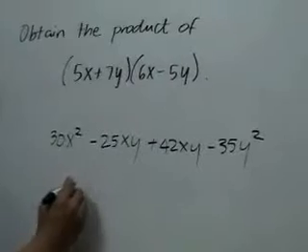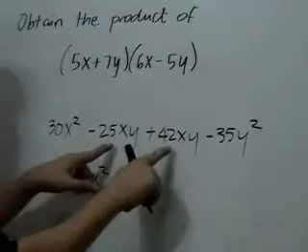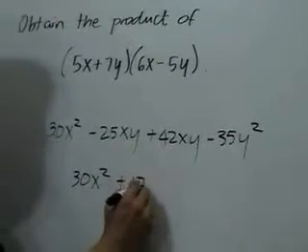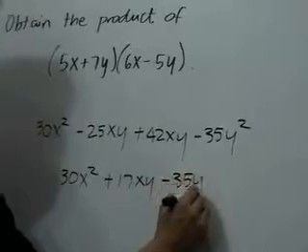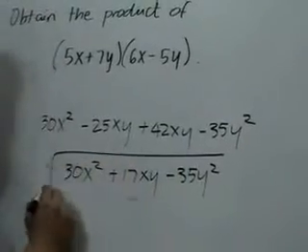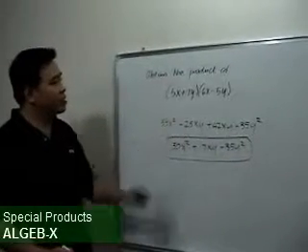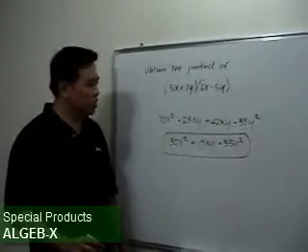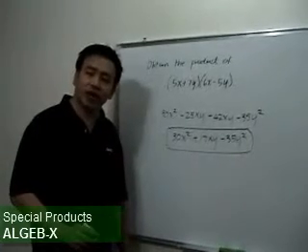Combining similar terms, we will have 30x squared. If you combine these two, we'll have 17xy. And writing the last term completes the result. So the product of 5x plus 7y and 6x minus 5y is 30x squared plus 17xy minus 35y squared.